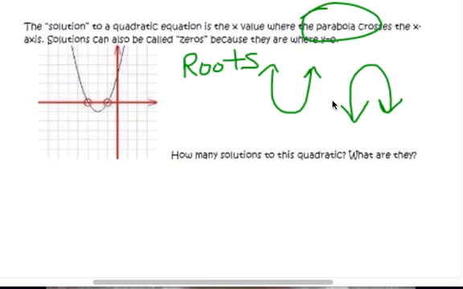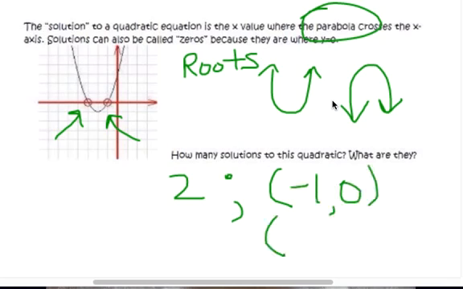So, how many solutions do you see in this quadratic? 2. And what are they? Give me the ordered pair for each of the 2 solutions that you see there. Negative 1, 0, and negative 3, 0. Those are the zeros or the roots. It's where the graph crosses the x-axis.